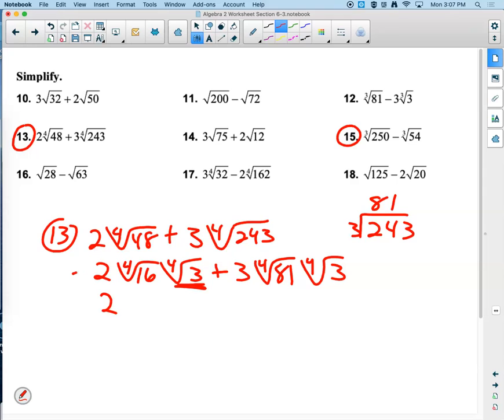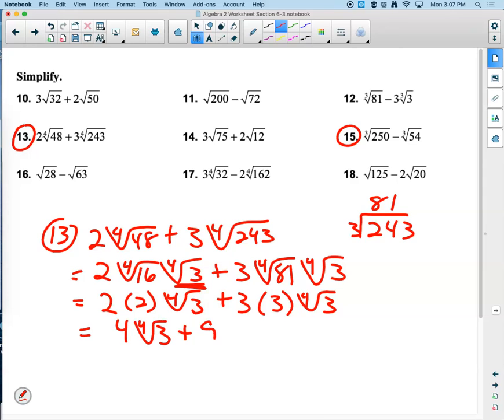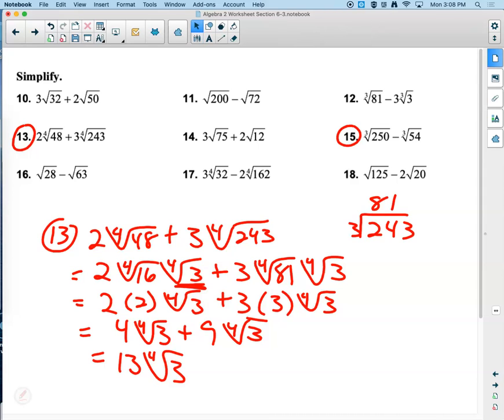So now I have fourth root of 16 is 2, fourth roots of 3, plus 3 times the fourth root of 81 is 3, fourth roots of 3. And when things are right next to each other in algebra, that means we multiply. So we'll have 4 fourth roots of 3 plus 9 fourth roots of 3 for a grand total of 13 fourth roots of 3 for number 13.